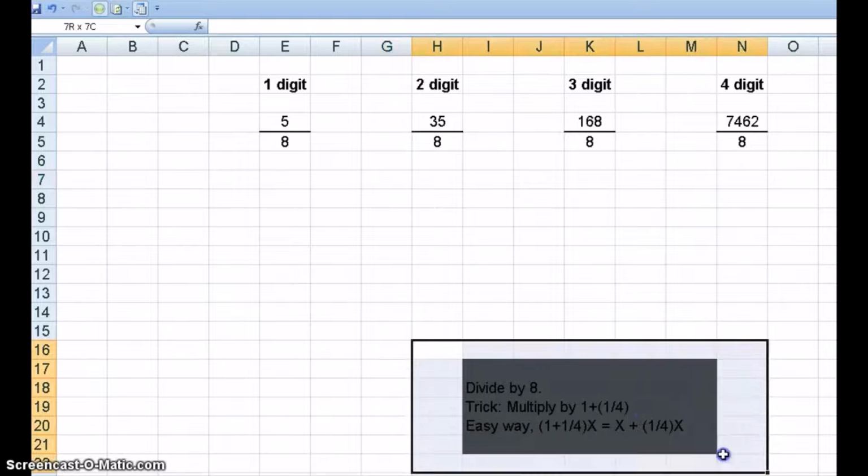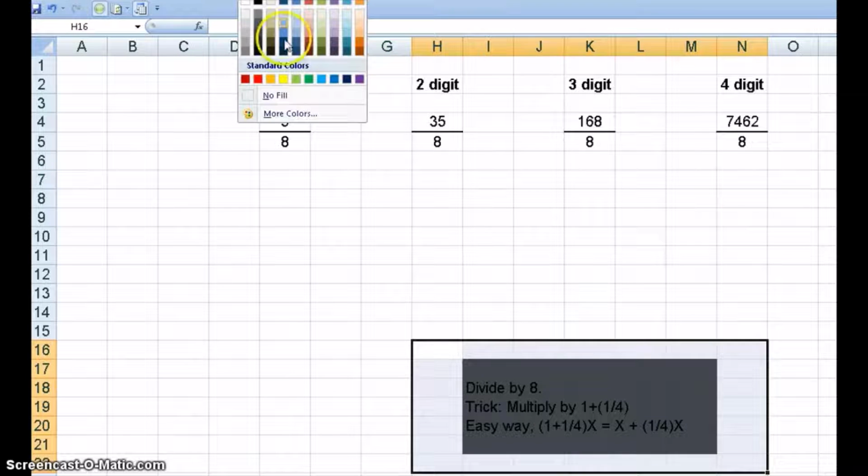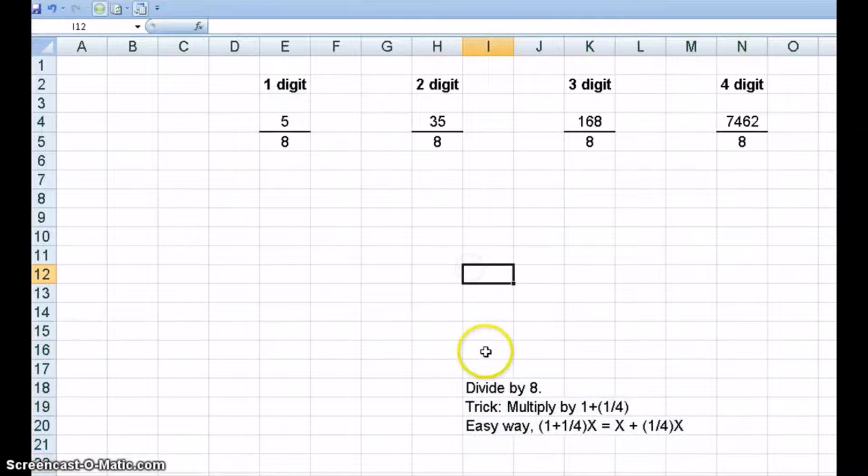Let me unhide this. Okay, so the so-called trick to dividing by 8 is you want to turn it into a multiplication problem. And the trick is to multiply by 1 plus a fourth. Now, that doesn't seem like it's easier. It seems like it's harder, but here's why it works.